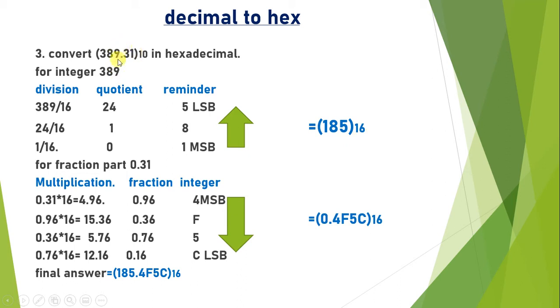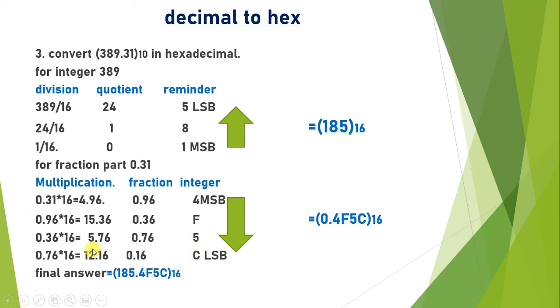For the fraction part 0.31, we use the successive multiplication method. 0.31 multiplied by 16 gives 0.96 as a fraction and 4 as an integer. Again, 0.96 multiplied by 16 gives 0.36 as a fraction and 15 as an integer, where 15 is equal to F. Again, 0.36 multiplied by 16 gives 0.76 as a fraction and 5 as an integer. And at last, 0.76 multiplied by 16 gives 0.16 as a fraction and C as an integer, where C is equivalent to 12.